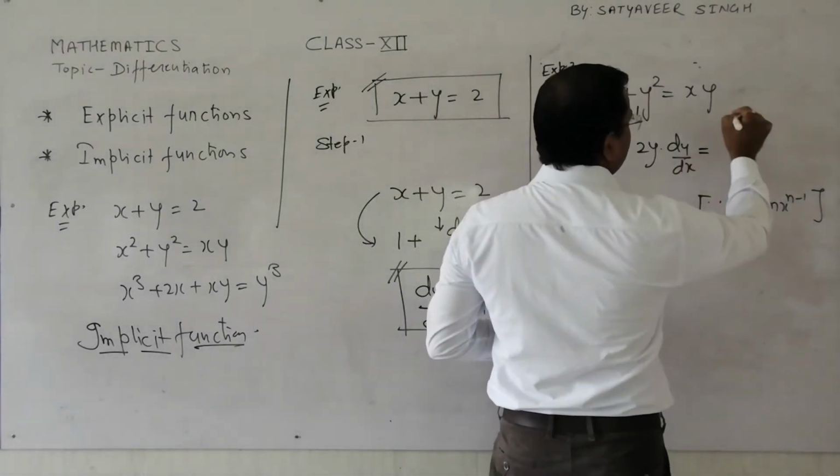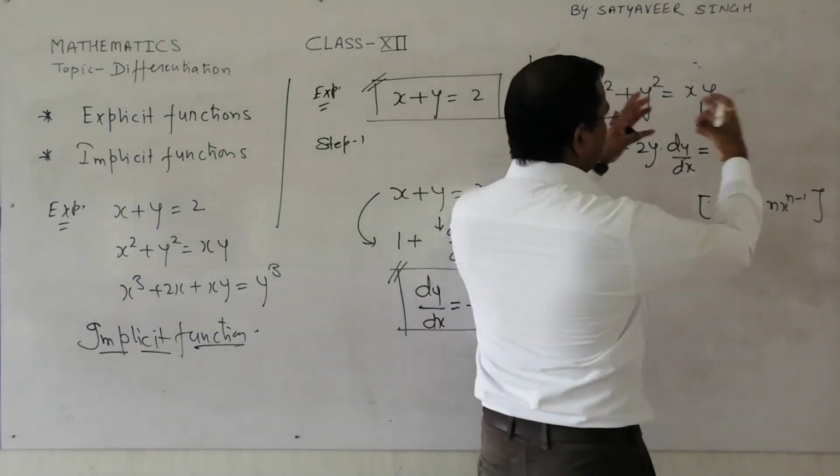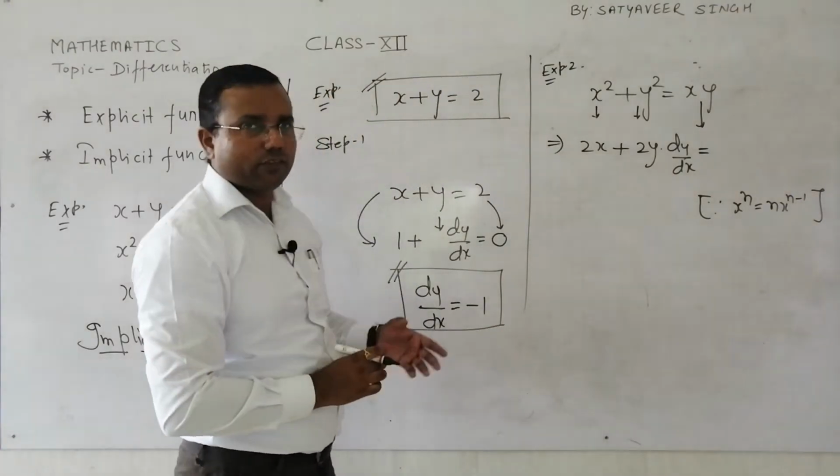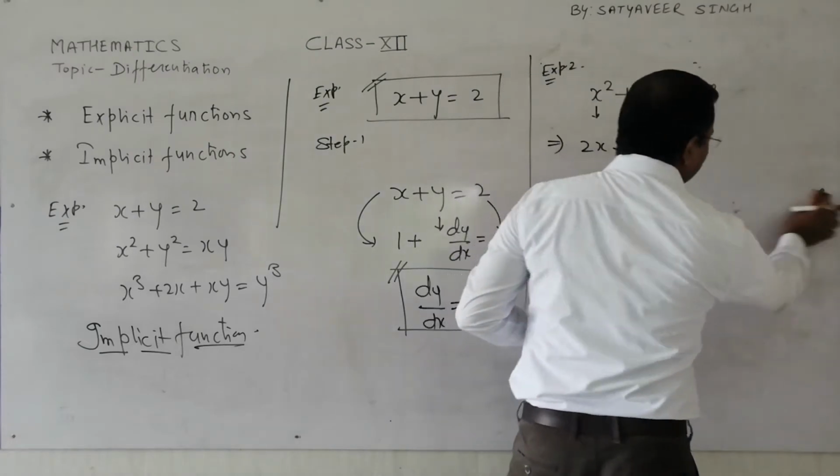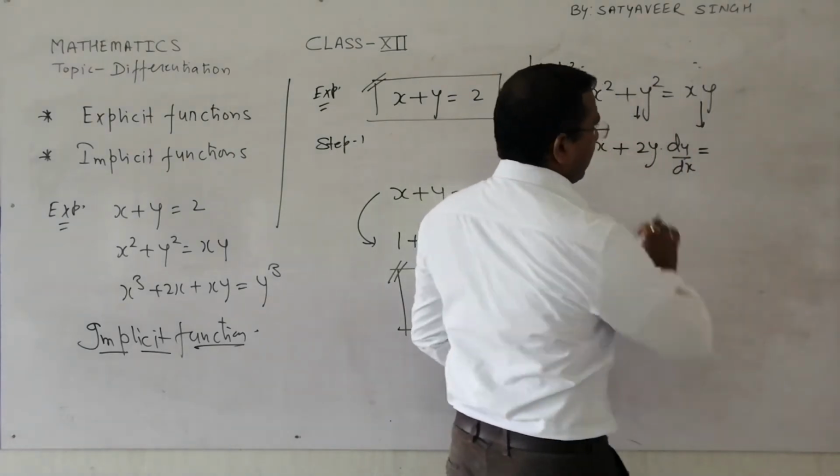And here my dear student, you will see this is a product of two functions x and y. So here you will have to use the product rule. Product rule means Leibniz rule. So you can use that.